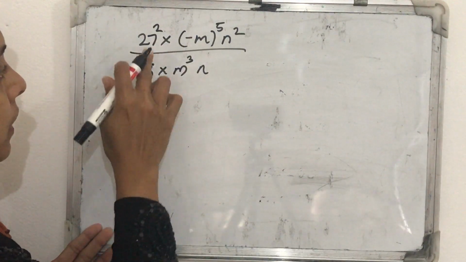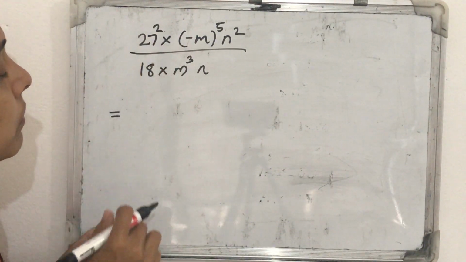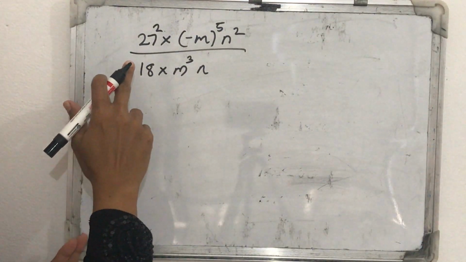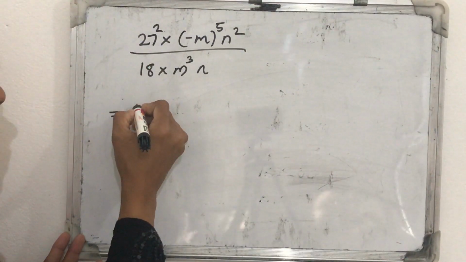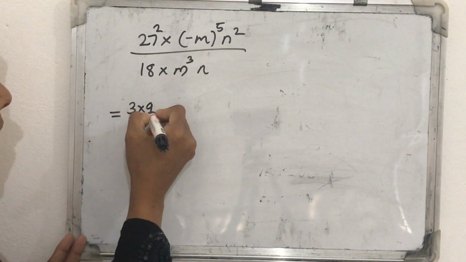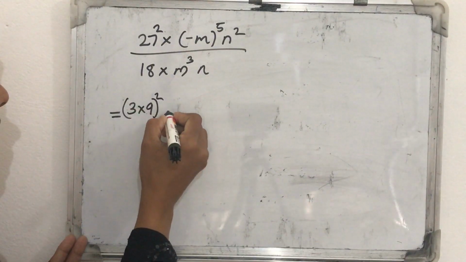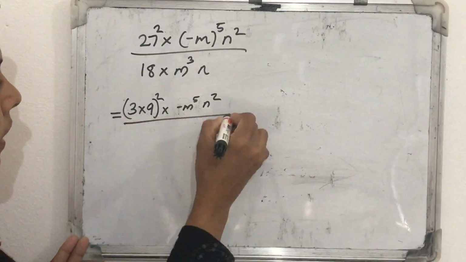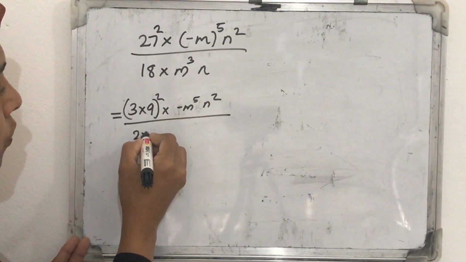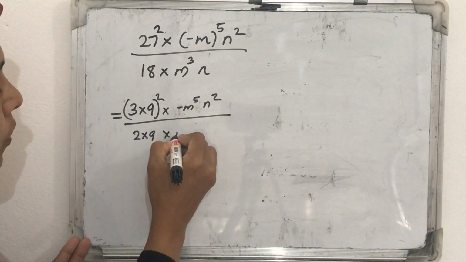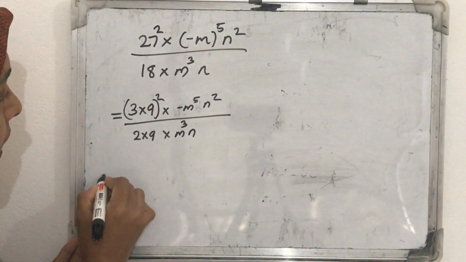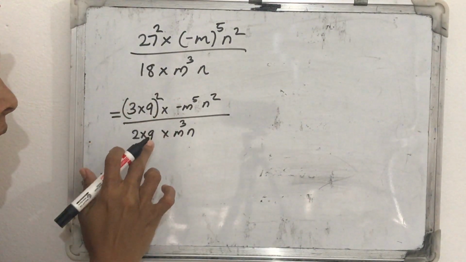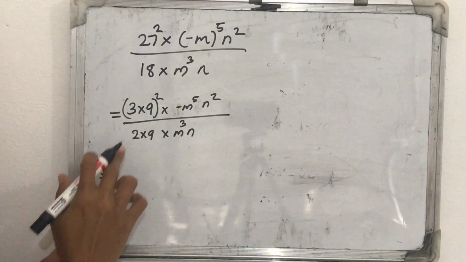For that, first we take the factors of 27. 27 square, how can we write it? Instead of 27, we can write 3 into 9. This equals 3 into 9 whole square into minus m whole raised to 5 n square divided by 18. We can write 18 as 2 into 9 into m cube n. Here 3 into 9 whole square, using the law, we can write 3 square into 9 square.